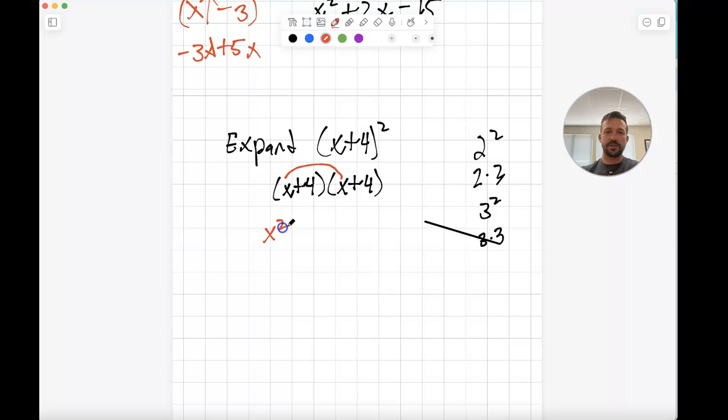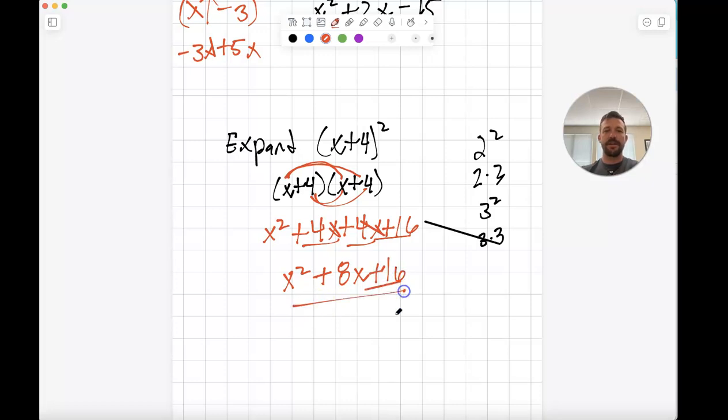X times x is x squared. X times 4 makes plus 4x. And then plus 4x. And plus 16. 4 times 4 is 16. Combine like terms and we get x squared plus 8x plus 16. And that's what this is. Those two things are equivalent, okay? That's that one expanded out.